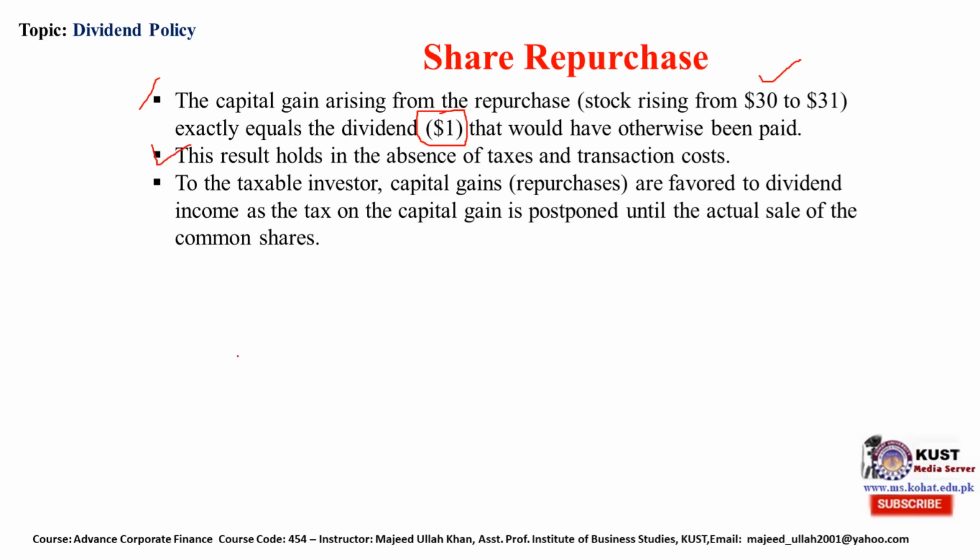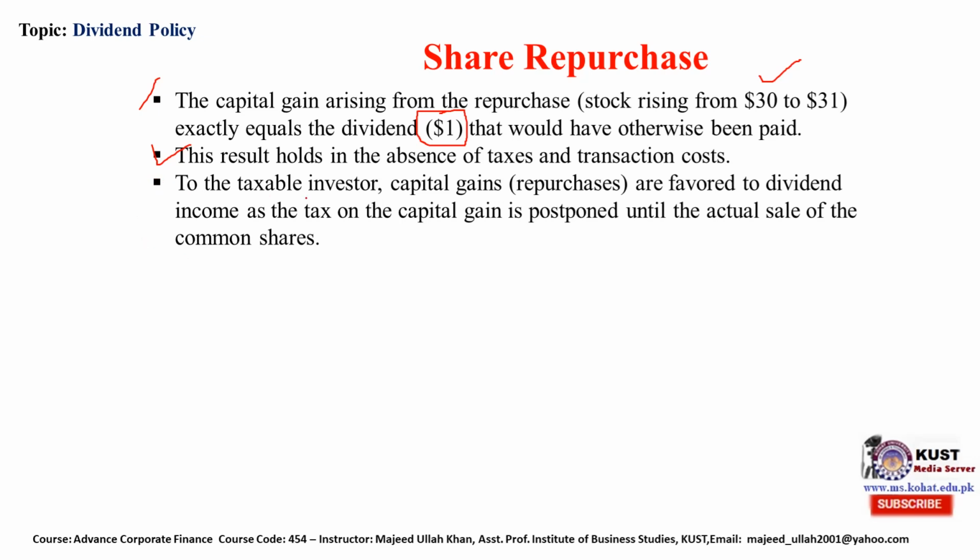Let's suppose there are taxes on the sale and purchase, and we include brokerage commission, so this $1 will not be fully available to the shareholder. It will be reduced by capital gain taxes and broker commission, so the value to the shareholder will not remain the same. Similarly, if we consider taxes in the dividend case, then receiving $1 of dividend will not be $1, it will be reduced by the taxes imposed on the dividend.